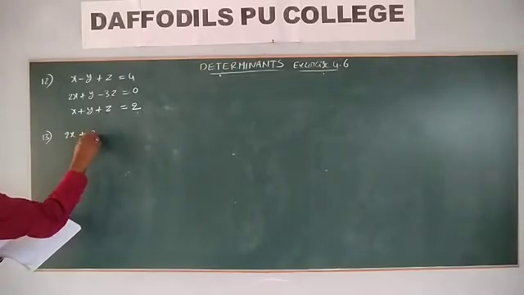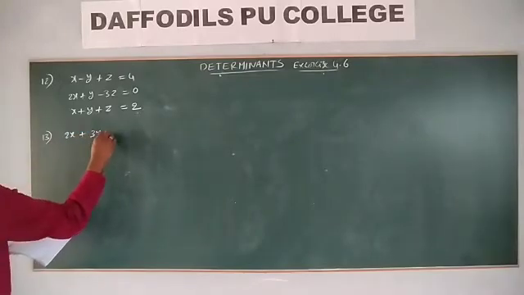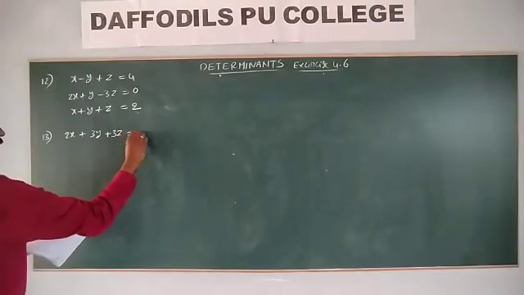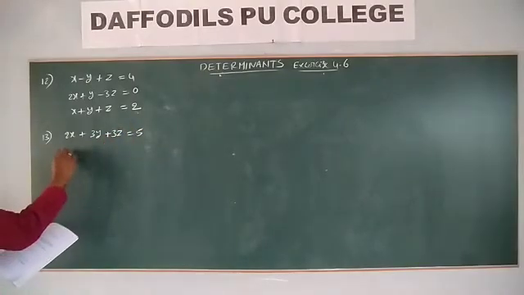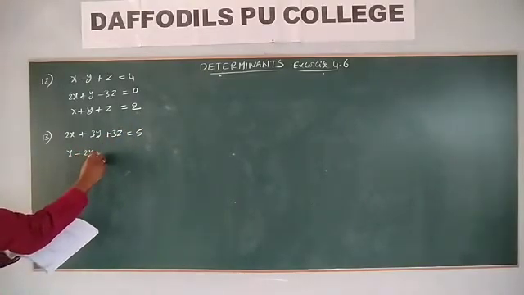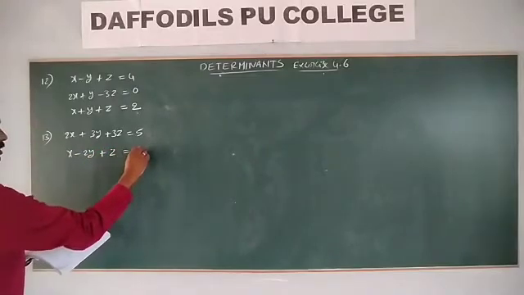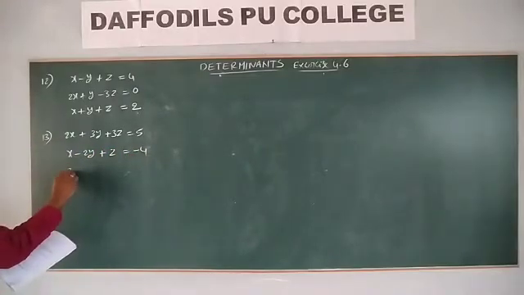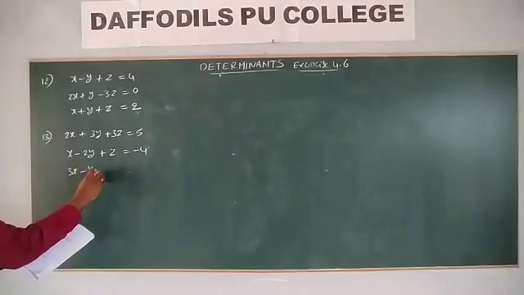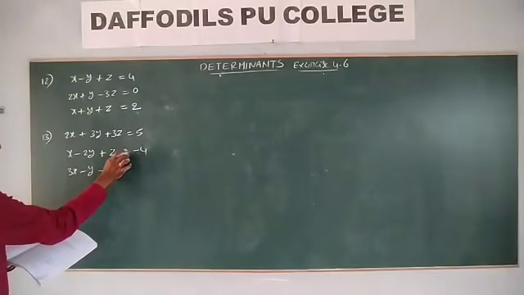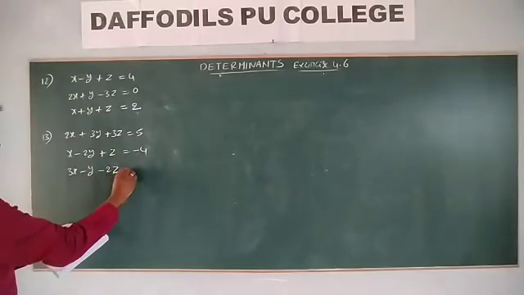2x plus 3y plus 3z is equal to 5. x minus 2y plus z is equal to minus 4. 3x minus y minus 2z is equal to 3.